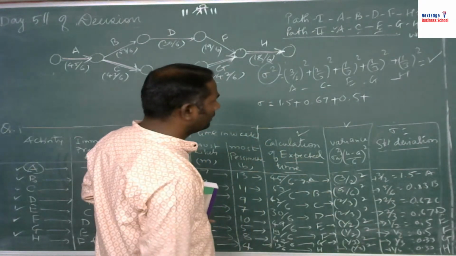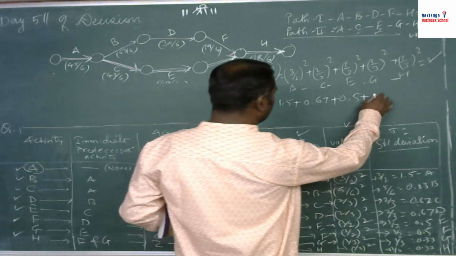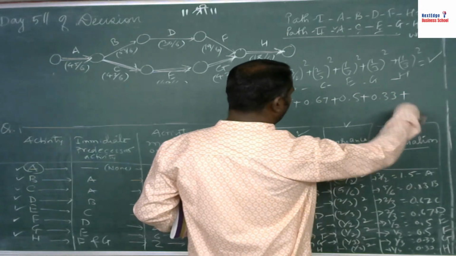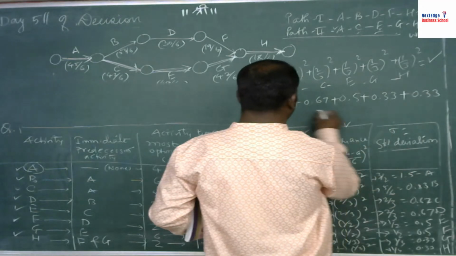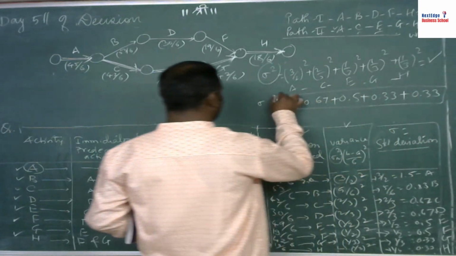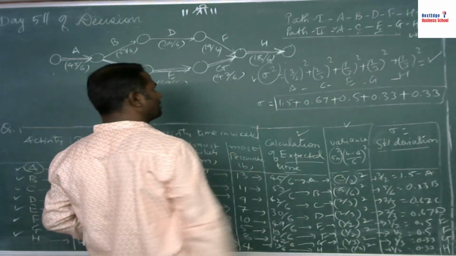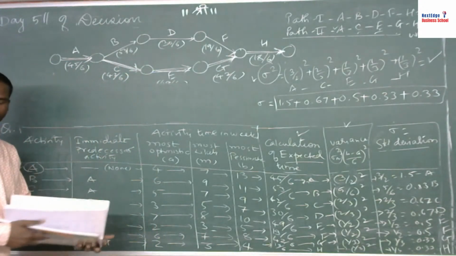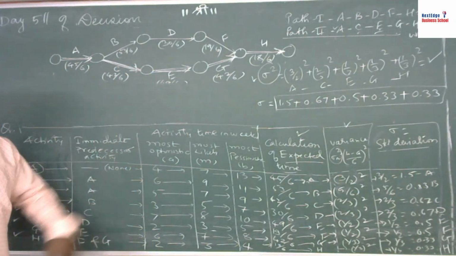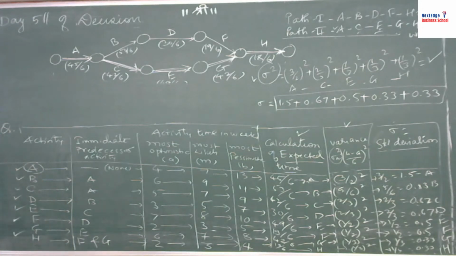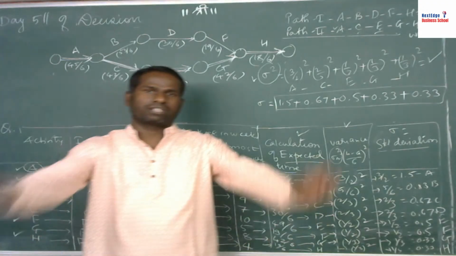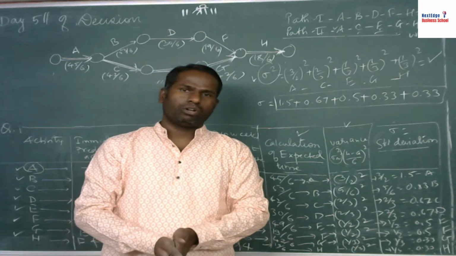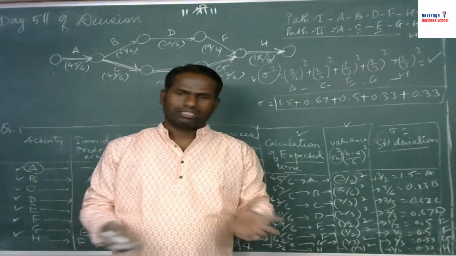G के लिए कितना है 0.33, और H के लिए कितना है 0.33। तो इसका जो भी आंसर आएगा वो आपका स्टैंडर्ड डिविएशन फॉर क्रिटिकल पाथ और ये वेरिएंस फॉर क्रिटिकल पाथ। This is how the problem of PERT can be solved. तो जहां तक मैं जानता हूं इसके आगे और इससे ज्यादा कोई भी आपको करेक्शंस या बहुत सारा मॉडिफिकेशन नहीं देगा इसमें। So hope you all must have understood this problem.